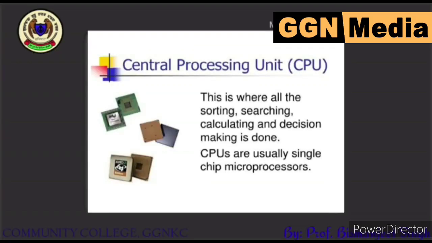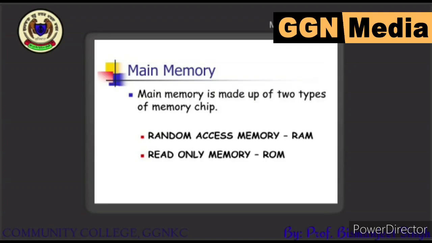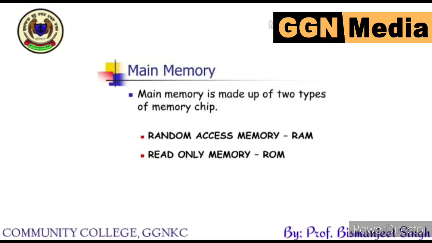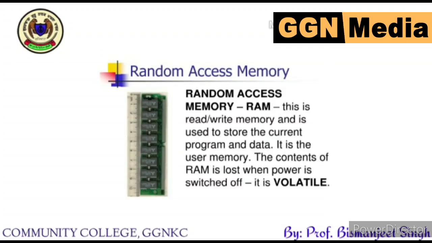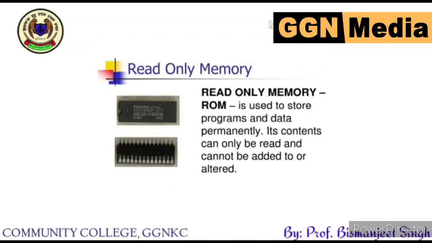The central processing unit is where all sorting, searching, calculating, and decision making is done. They are usually single chip microprocessors. The main memory is made up of random access memory, RAM, and read only memory, ROM. RAM is a volatile memory. The contents of the RAM are lost when the power is switched off. Read only memory is the permanent memory. Its data cannot be added to or altered.